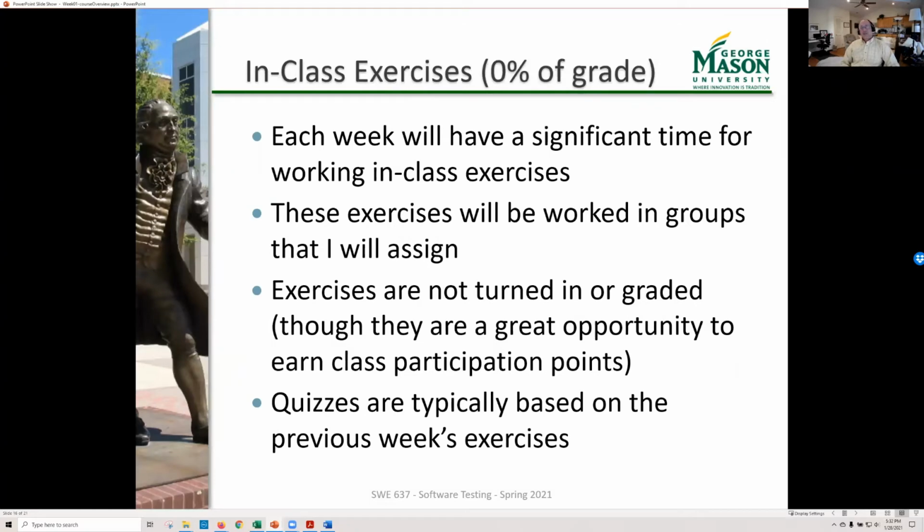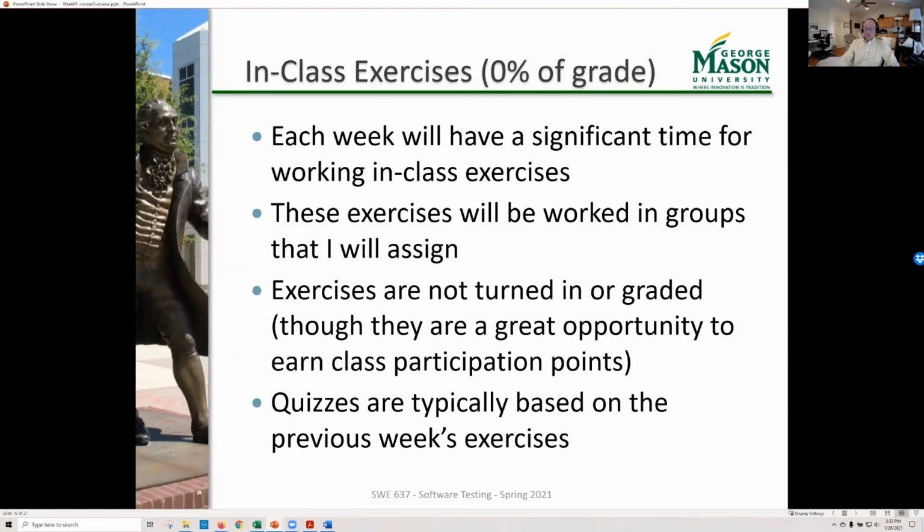In-class exercises, I've talked about them several times. I want to describe them a little more now. They're actually not worth any percent of your grade, so you don't have to be there. As I did mention, it's a great way to get class participation credit, but it's going to be basically the second half, or maybe a little less than the second half, of each class.